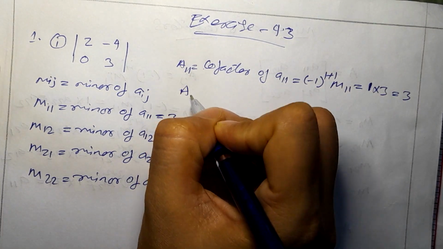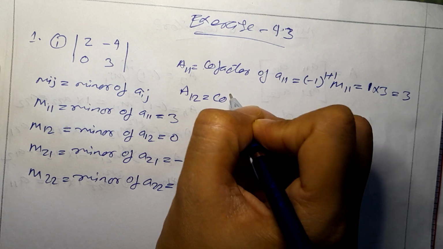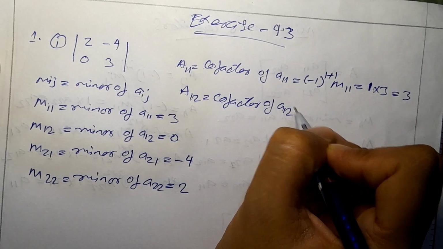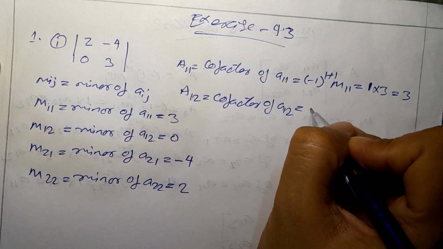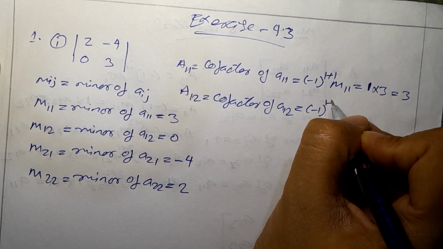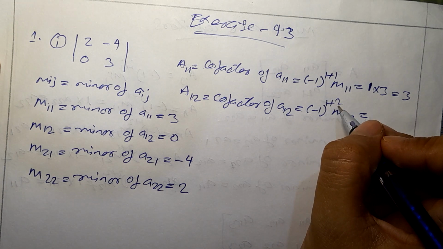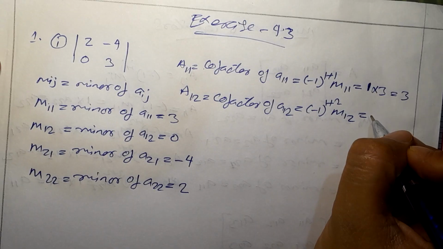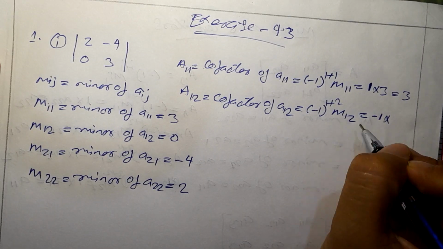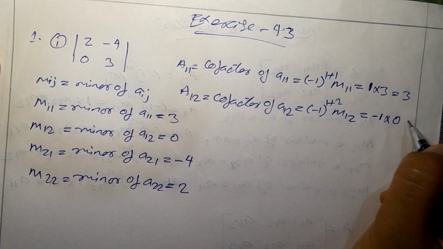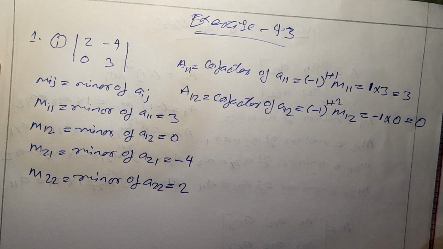So the cofactor of a12 is minus 1 power 1 plus 2 times M12. That is minus 1 power 3, which is negative. Minus 1 into M12, and M12 is 0. Multiply it, it will be 0.